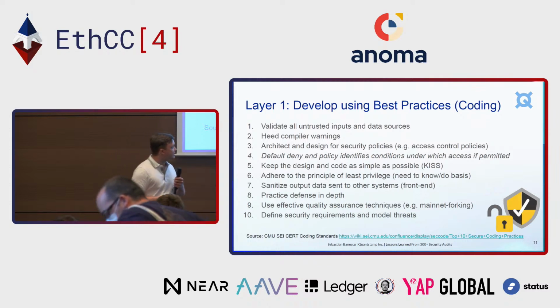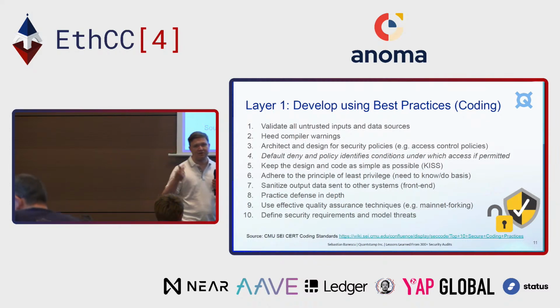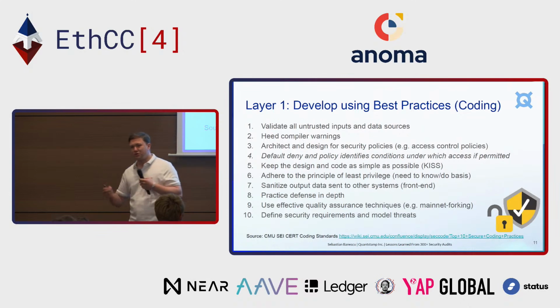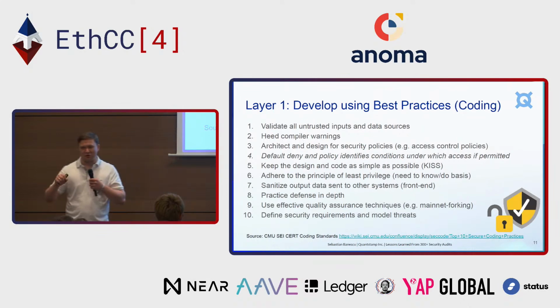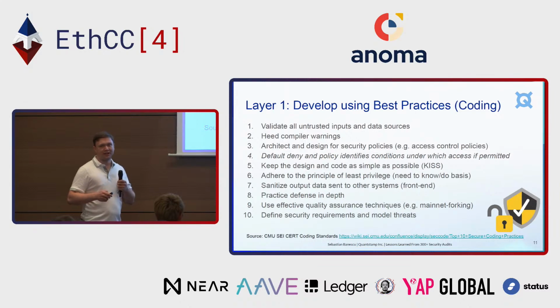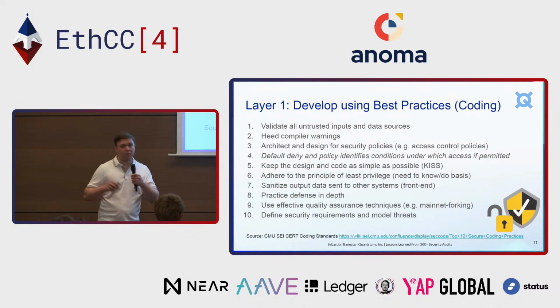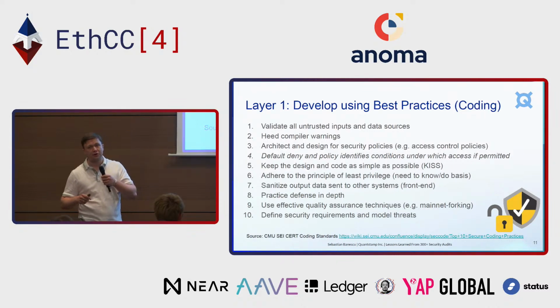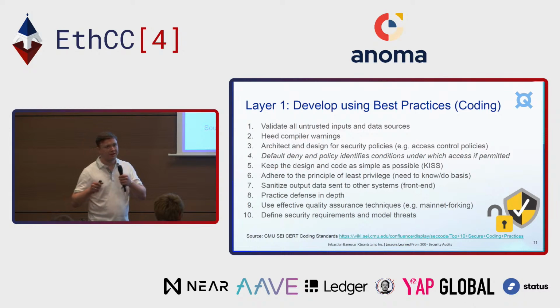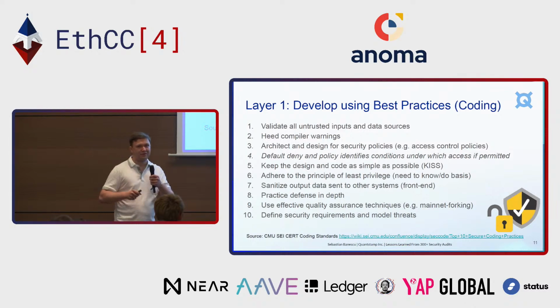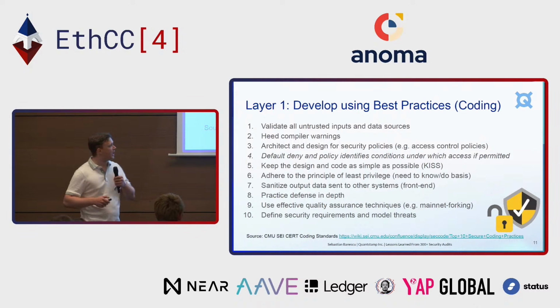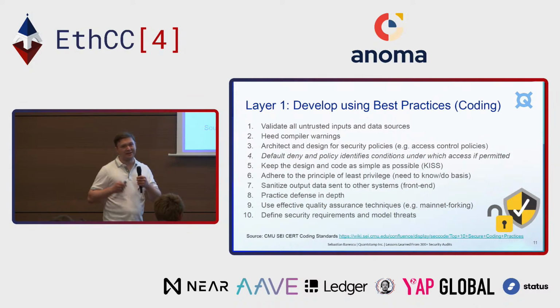Number 9, testing. So have unit tests, have integration tests, and most importantly, mainnet forking tests, right? You should be able to test your project on the real network. Last but not least, define security requirements and model the threats. If you're not experienced in that, contact an auditing firm. They're going to help you. They're going to be happy that you came to them early and you're able to model threats at an early stage.